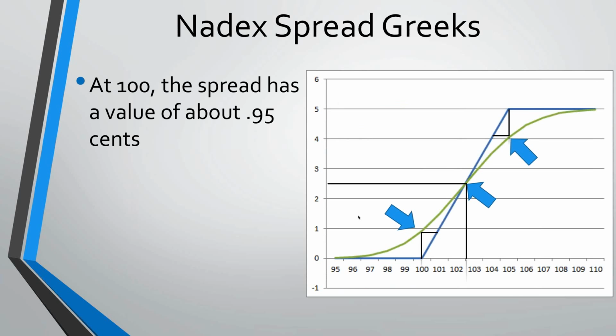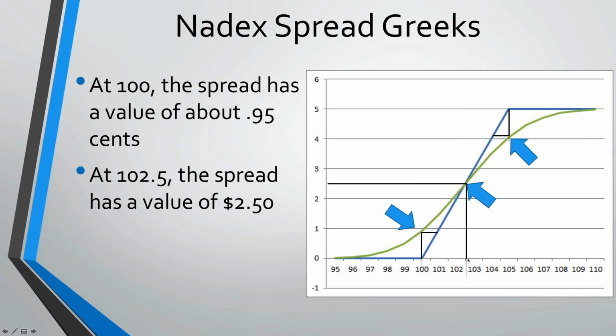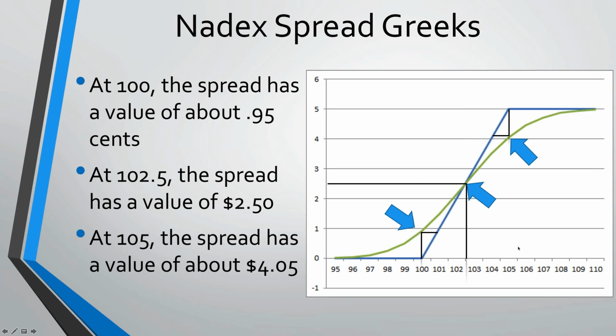All right, so let's take a look at this a little closer. When the underlying is trading at $100, the spread has a value of about 95 cents. You can see that by these little lines. If we go up from 100 and across, it would be worth a little less than a dollar. At 102.50, the spread is worth about $2.50. It's right at the null point. Then at 105, the spread has a value of about $4.05.